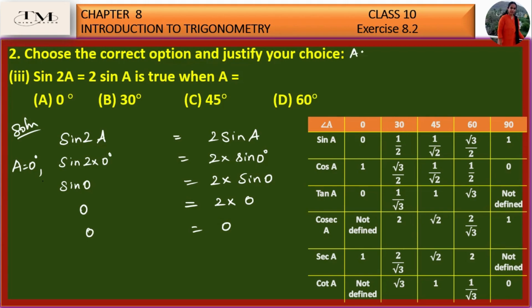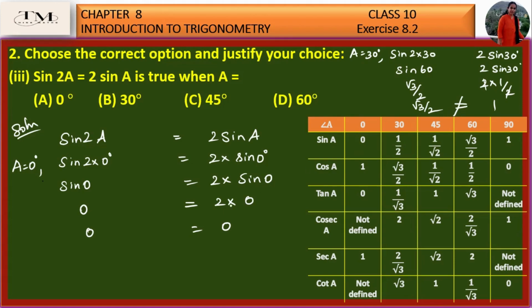So if we take A equal to 30 degree, we get sin 2 into 30. On the other side, we have 2 sin 30 degree. Sin 2 into 30 is sin 60 degree. What is sin 60? Sin 60 is root 3 by 2. 2 into sin 30 is 1 by 2, so on the other side 2 gets cancelled. It is equal to 1. So it is not equal.